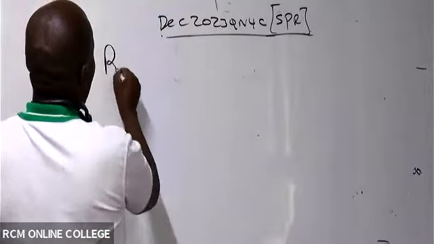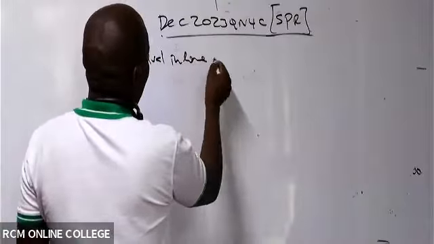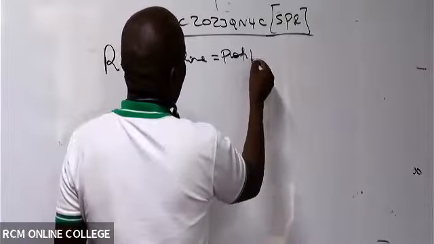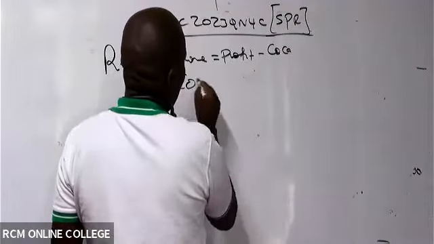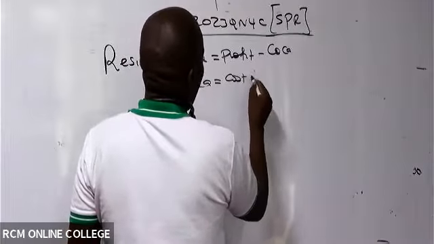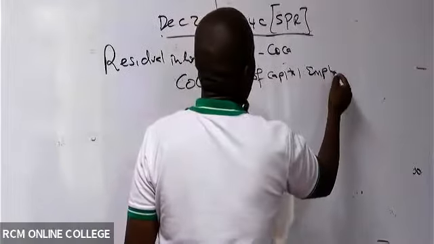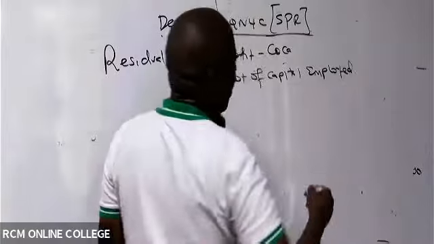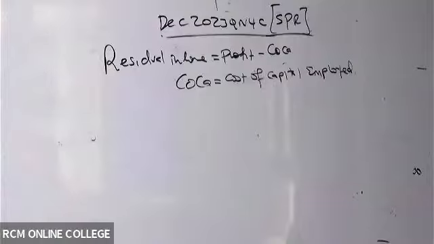So they want us to give them residual income. So this then will be profit minus cost of capital employed. Remember, COCA stands for cost of capital employed. Cost of capital employed. That is our COCA.